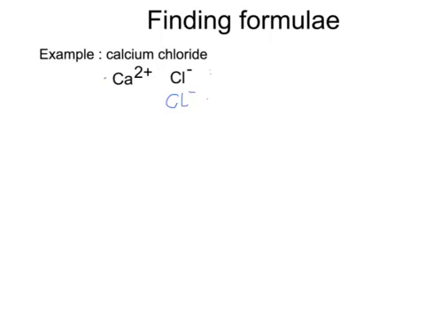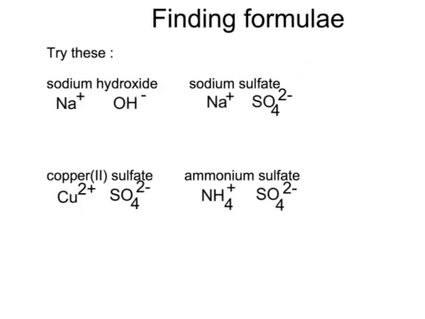And so when we write the formula, we write calcium, invisible 1 that only the pixies can see, and then chlorine 2. So the formula is CaCl2. Note that when you write the formula, you forget about the charges because they've all been balanced, and overall the calcium chloride is going to be neutral. Let's do a few more.